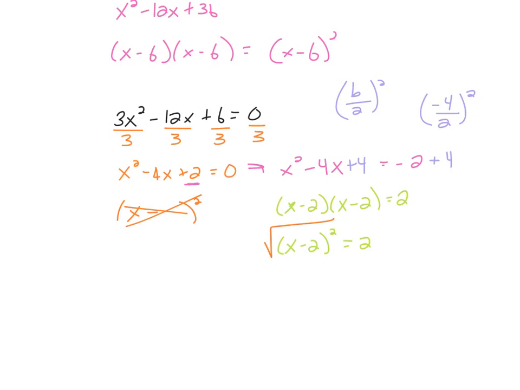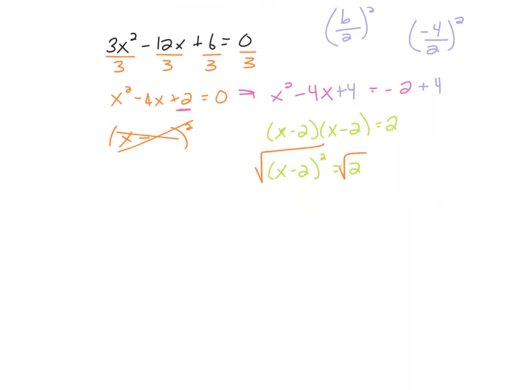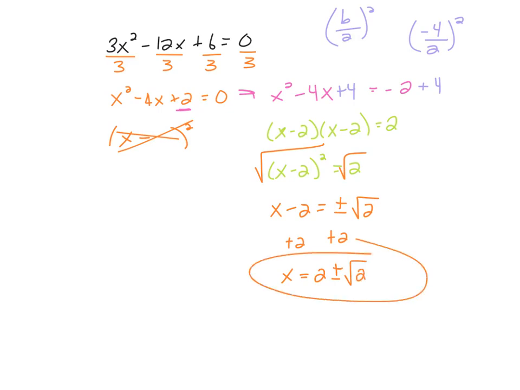We will take the square root of both sides. That becomes x minus 2 equals positive or negative the square root of 2. I can't simplify that. So to just get x by itself, I will add 2 to both sides, which gives me x equals 2 plus or minus the square root of 2. And that's my final answer.